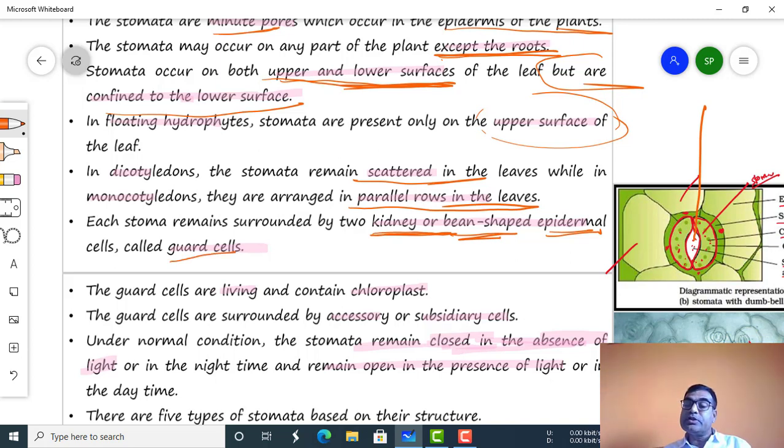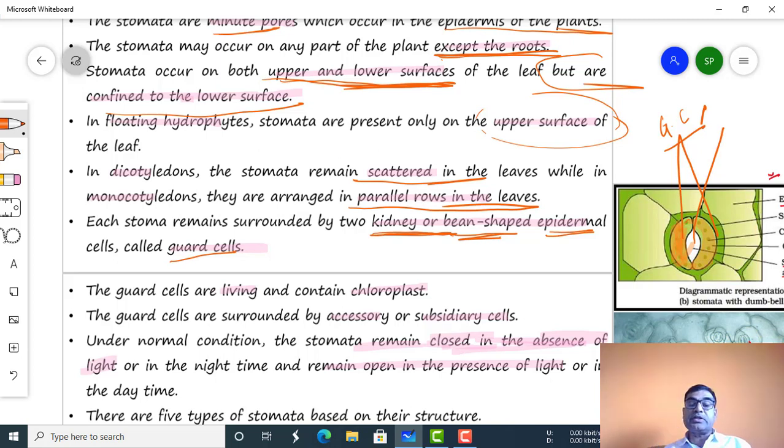So if you see this figure, this is a stoma, and this stoma is surrounded by these two kidney shaped cells. This one is a kidney shaped or bean shaped cell, and this one is another kidney shaped cell, and both together form the guard cell. Guard cells are living and contain chloroplast.